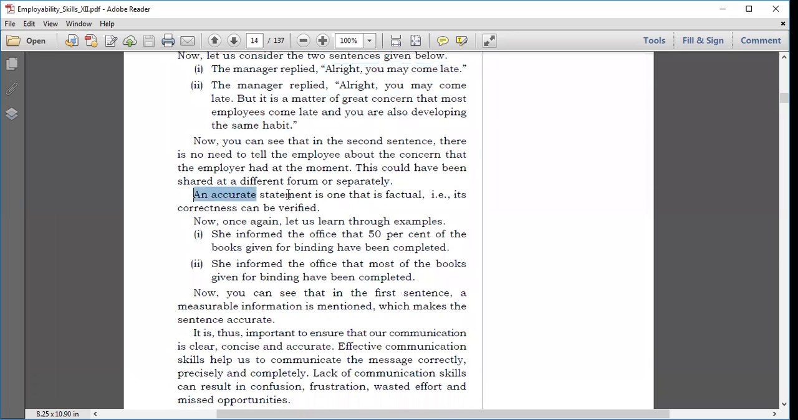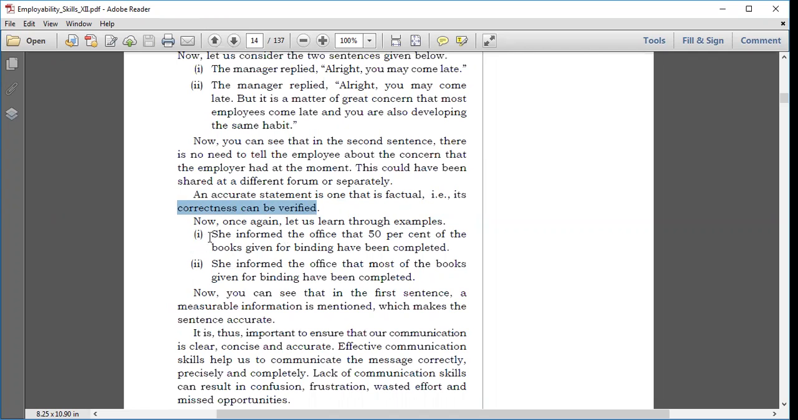Then an accurate statement is the one which is factual. Accurate मतलब जो factual है, that is, correctness can be verified. So if you are telling it is correct, then the correctness you are telling can be verified, it can be checked also, right? फैक्चुअल मतलब यही है कि जो आप स्टेटमेंट कन्वे कर रहे हो वो करेक्ट है, और उसको कोई वेरीफाई भी कर सकता है, right?